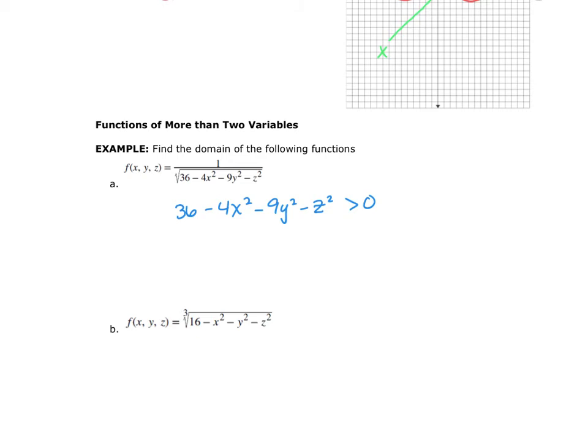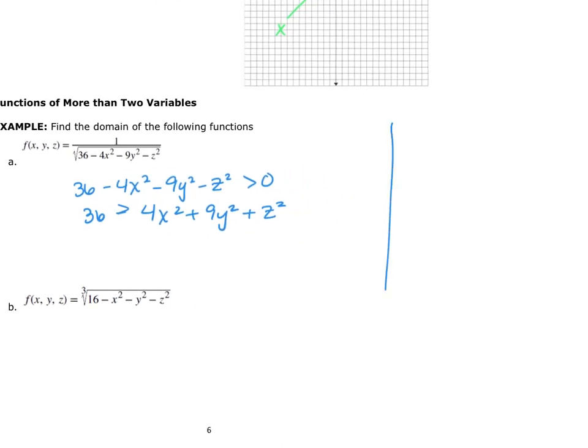So let's go ahead and move everything but the 36. So I have 36 is greater than 4x squared plus 9y squared plus z squared. And we know this is an ellipsoid in 3 space. Here's my z, here's my x, and here's my y. Now, if I want to know what this would look like, I would probably do the trace in each one of these. So if I let this equal 0, then the trace in this direction would be the x would be larger than the y because it would divide both sides by 36. And so I would have x squared here.